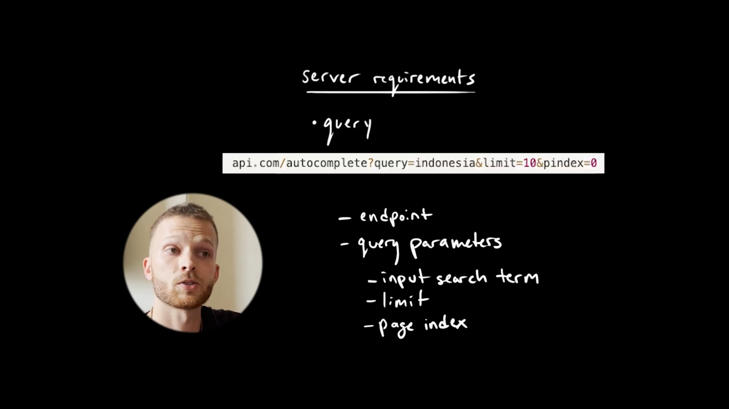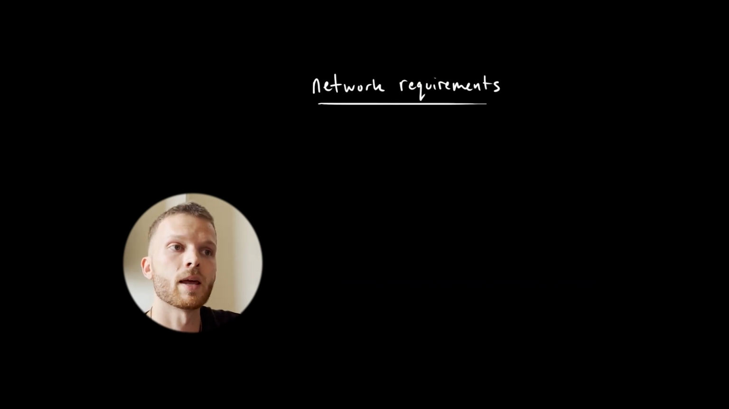Now, there are alternative strategies for managing long lists of items. One of them is called list virtualization, which we'll come back to later. There's also things like lazy loading. But for now, we'll talk about some network requirements.